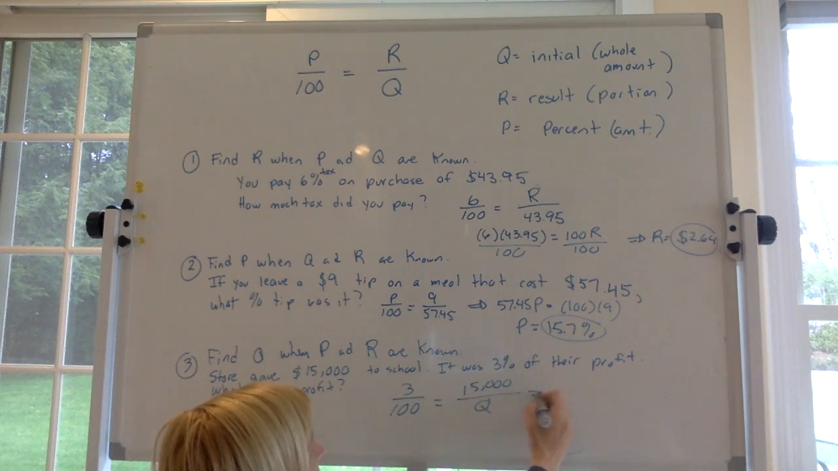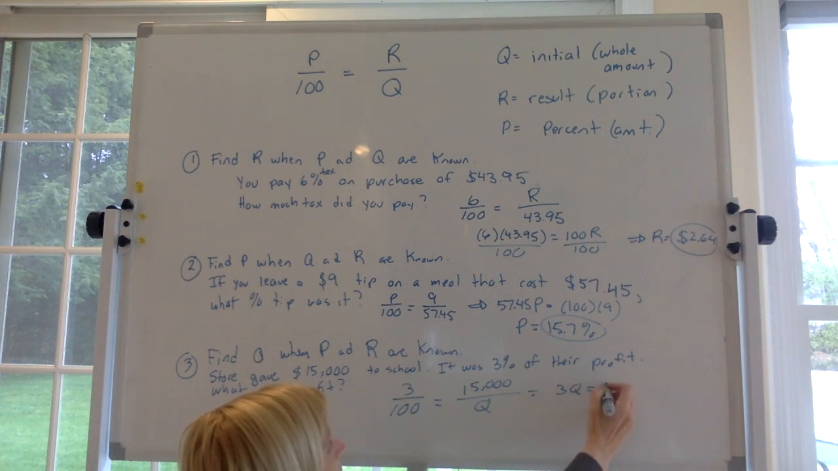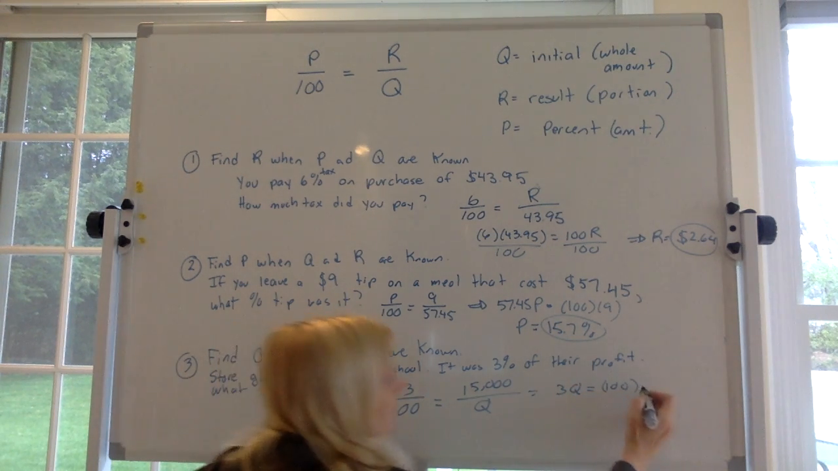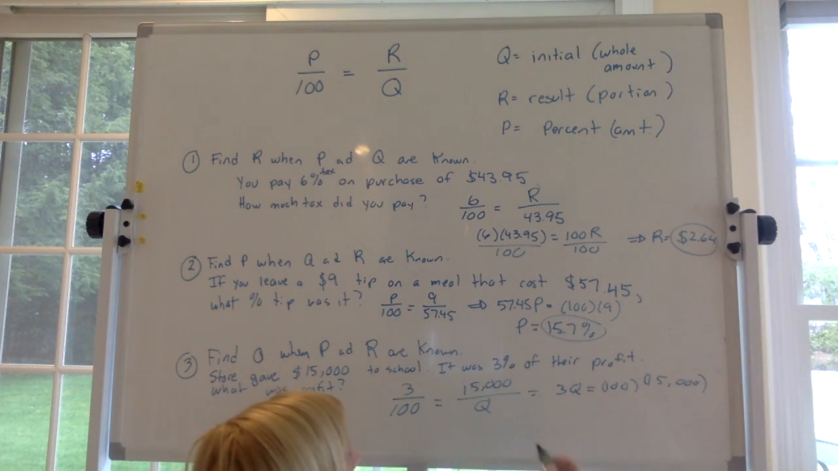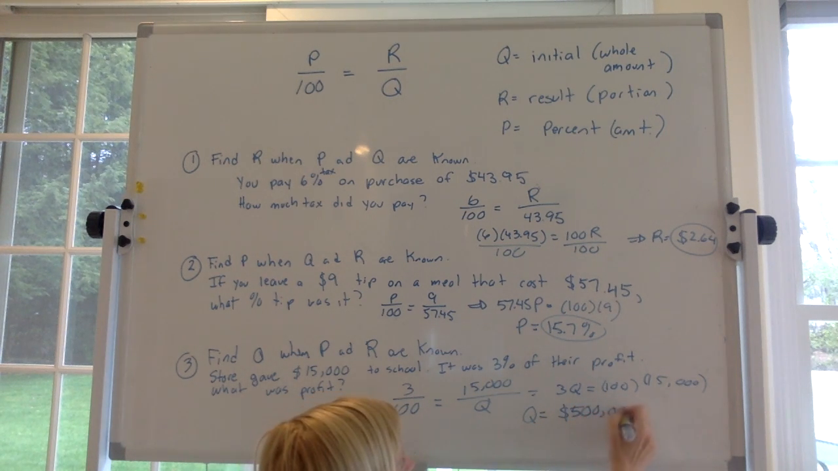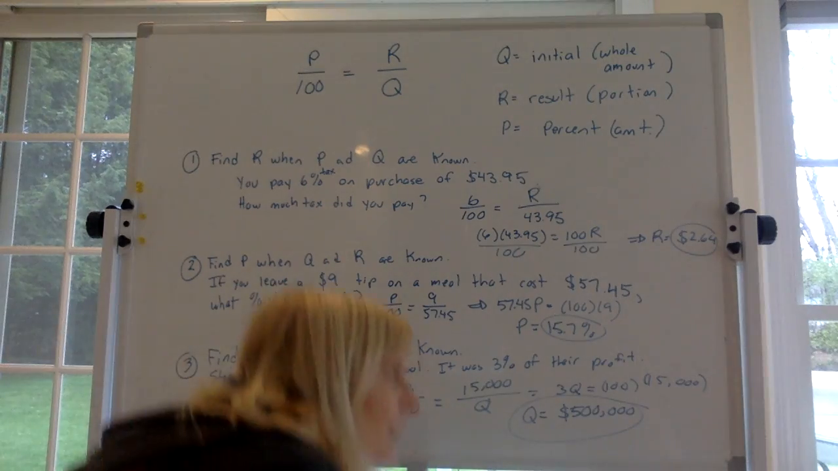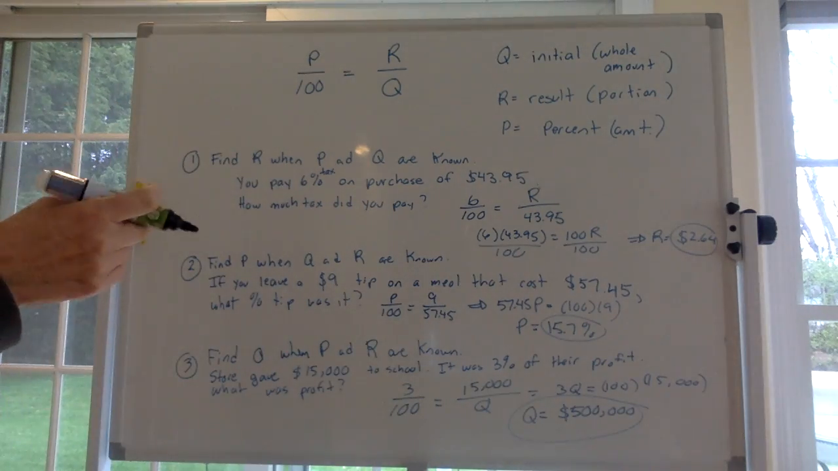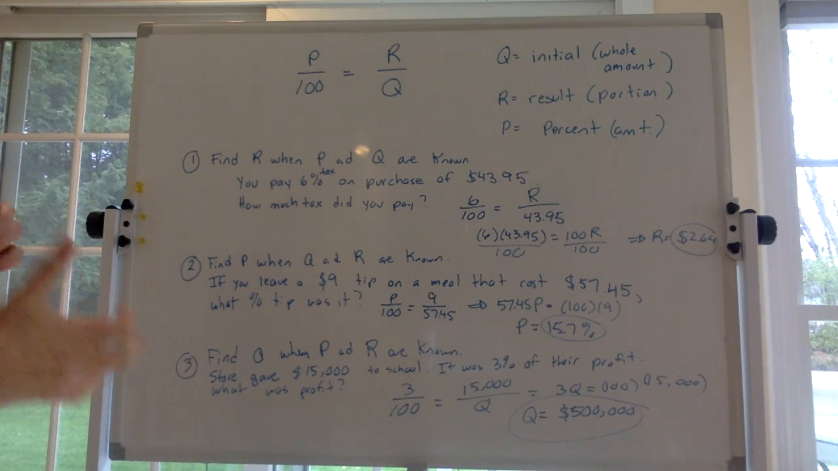So cross multiply. In this case, you get 3Q equals 100 times 15,000. When you divide both sides by 3, I think I get 500,000. Okay, so these are just 3 examples where you have to solve for R for one, you have to solve for P for one, you have to solve for Q for one by using that nice, easy little formula. Okay, I hope that helps.